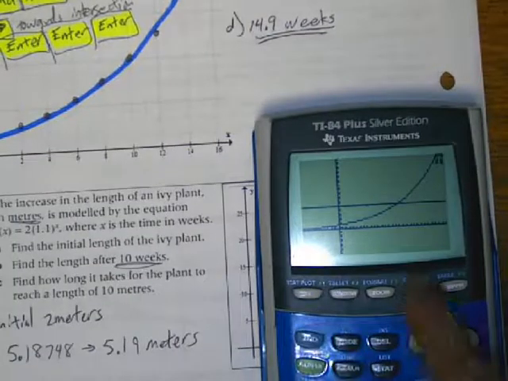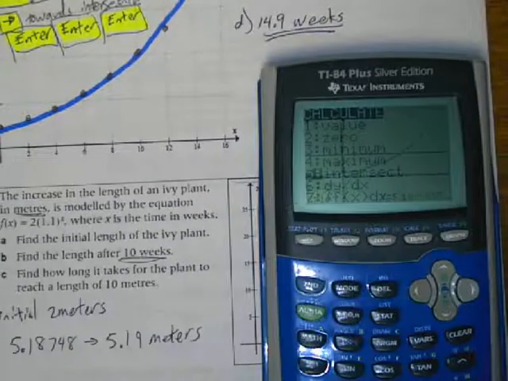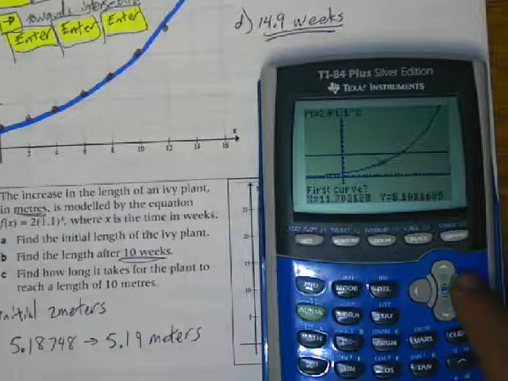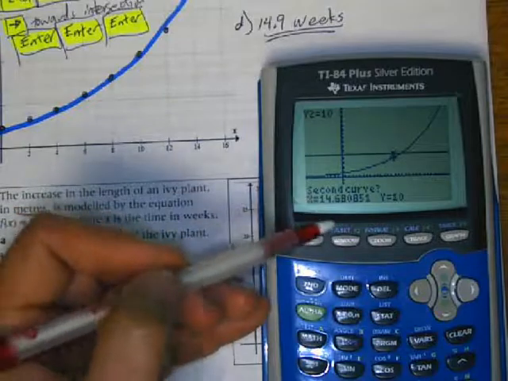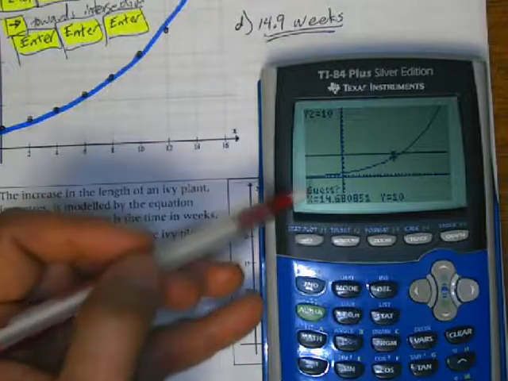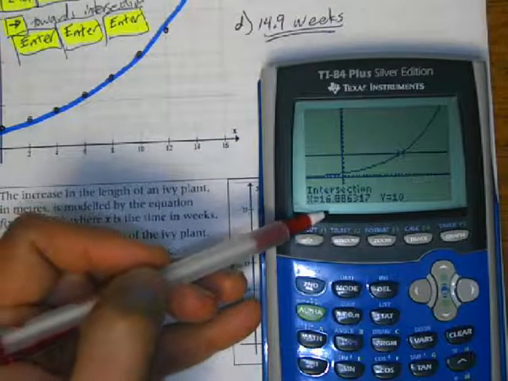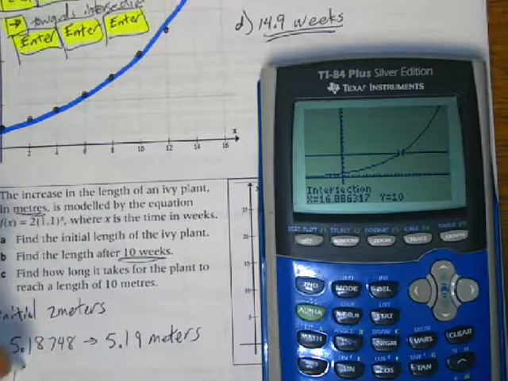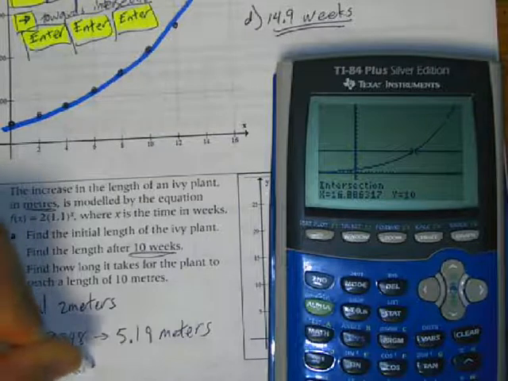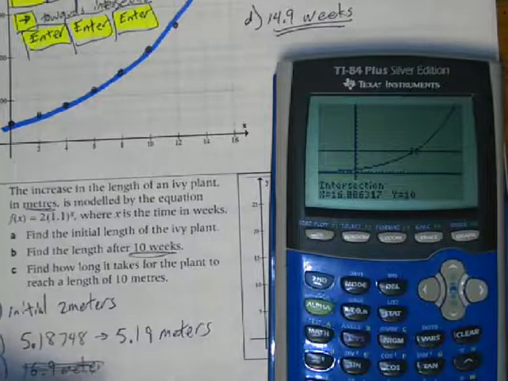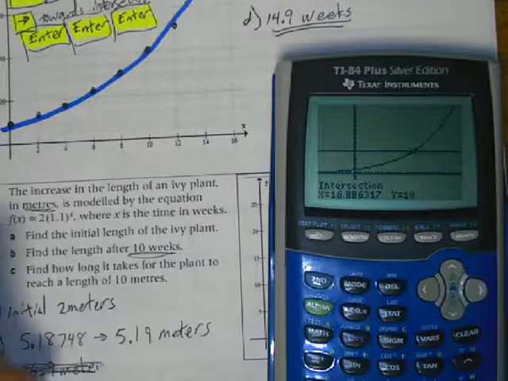Second trace, press 5 for intersection, enter. First curve, let's arrow a little closer to it. First curve, it says this equation, we hit enter. Second curve, it says y equals 10, I hit enter. Then it says guess, you hit enter, and then it tells me that the intersection is 16.88. So let's just call that 16.9. Oh, wait, not meters. Find how long it will take, so it will be 16.9 weeks.